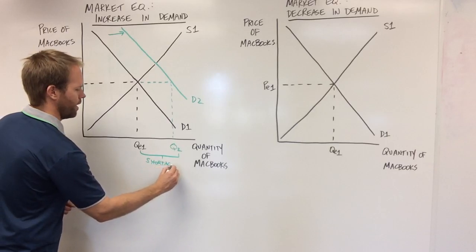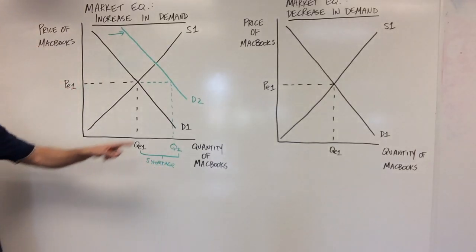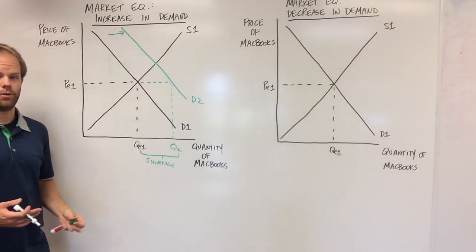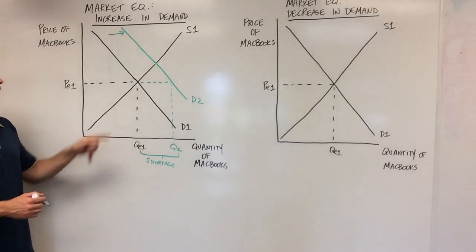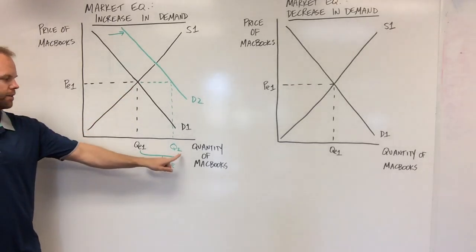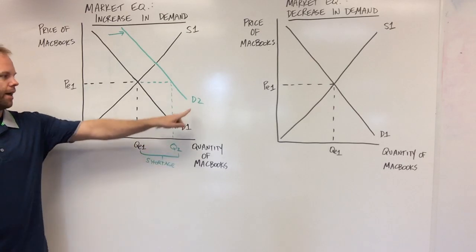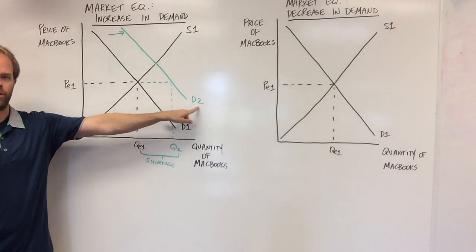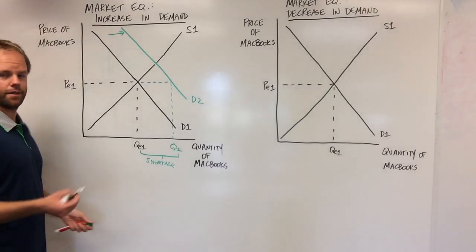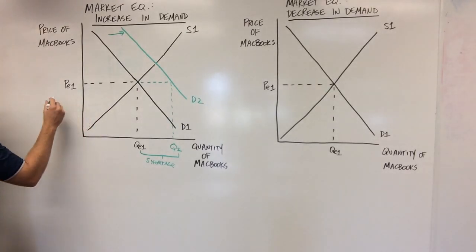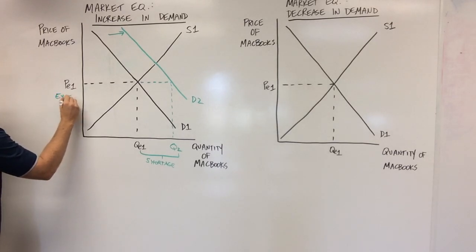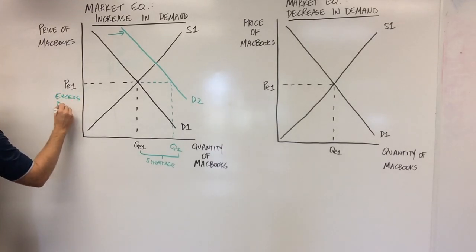Or in other words, everyone who wants to buy a MacBook at that price cannot do so because not enough of them are being produced. This is the quantity supplied. This is the quantity demanded at demand 2, right? So another way to say this is at a price of PE1, we have excess demand.